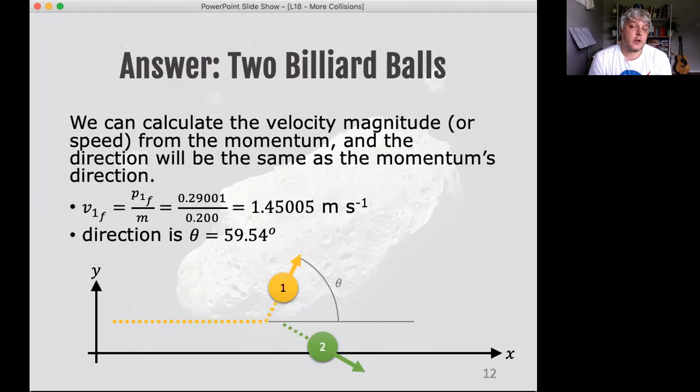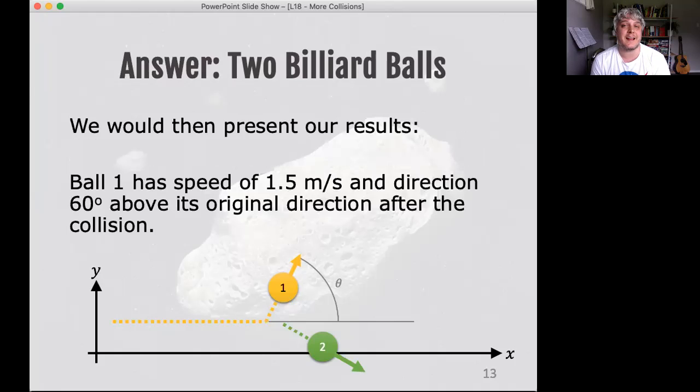So we can now get the velocity magnitude, as I said, from the momentum magnitude. Just divide momentum by mass, and that gives us a speed, a velocity magnitude of 1.45005 meters per second. The direction is still the same as it was for the momentum. As I said, velocity and momentum always have the same direction. They are both vectors. Momentum is just a different magnitude vector in the same direction as velocity. So that is the magnitude and direction of our velocity vector, but we should present our results.